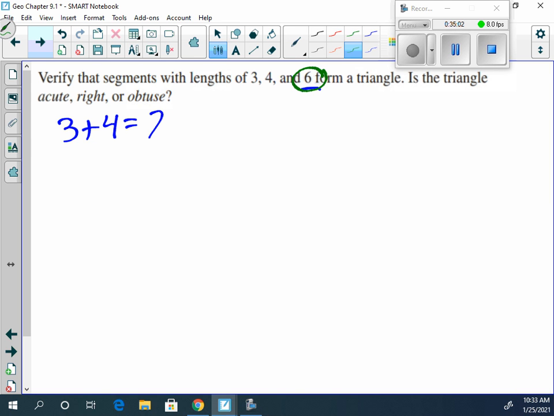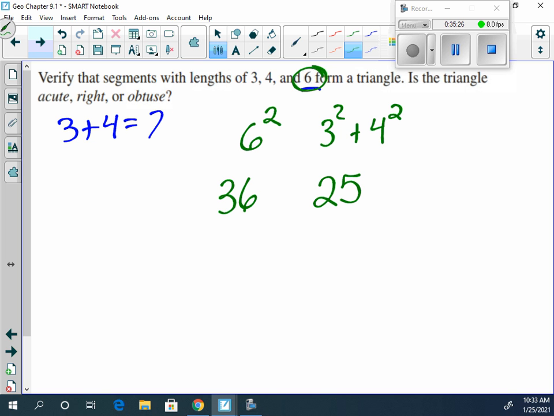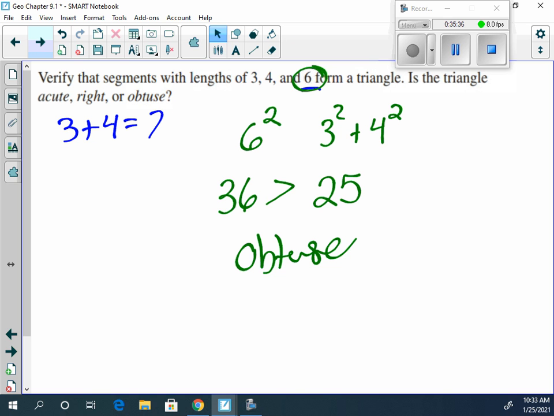Okay, so 6 is the value of c. 3 and 4 would be a and b because they're the other two lengths. Now 6 squared would be what? 3 squared plus 4 squared is 25. Which one's bigger? So this would be obtuse. Yes.